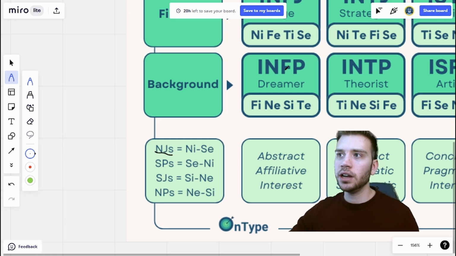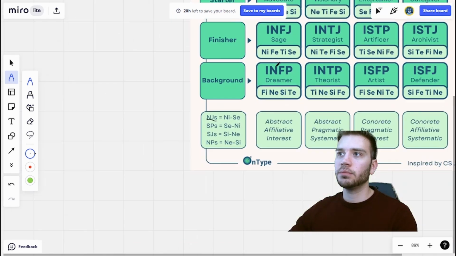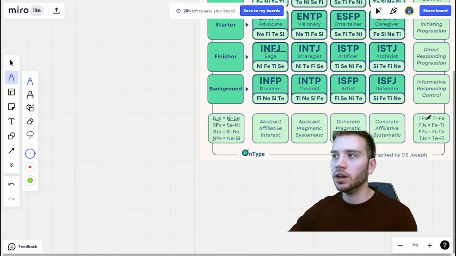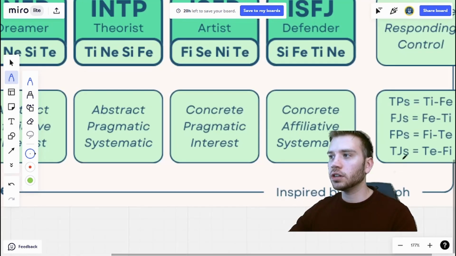So if you're an NJ, meaning, here, I'll bring an NJ up. You have an N and then a J. You would have Ni first and then Se second in your stack. And that works for all these types. These are the perceiving function cheat code. And then over here, we have the judging function cheat code.